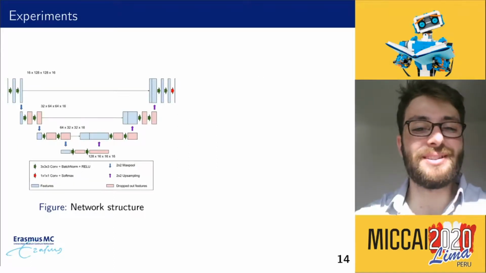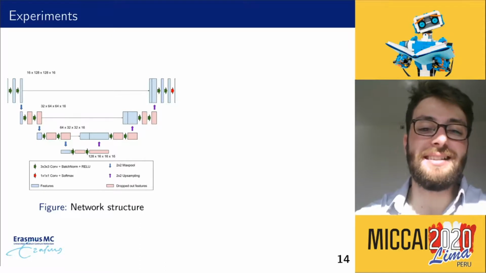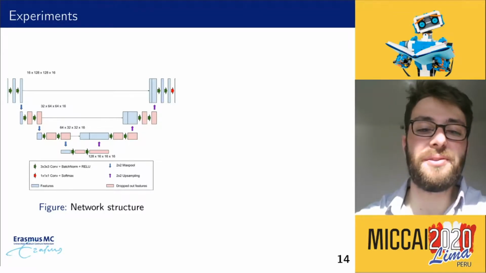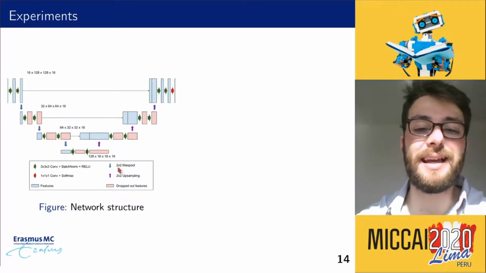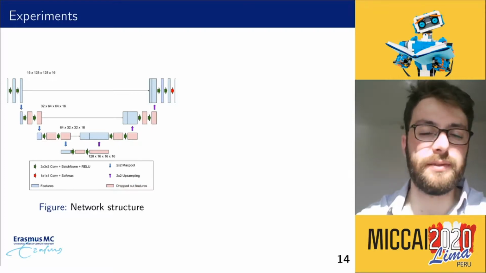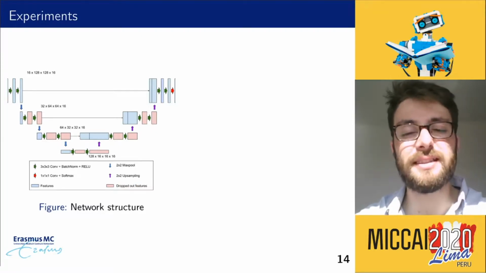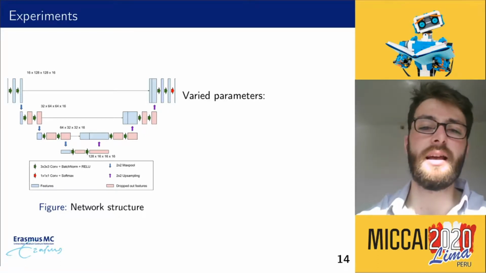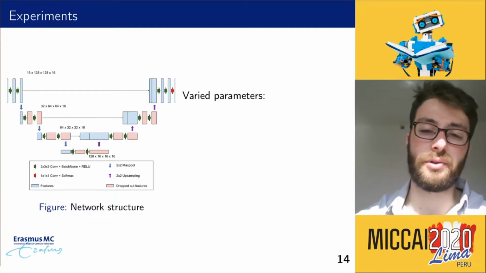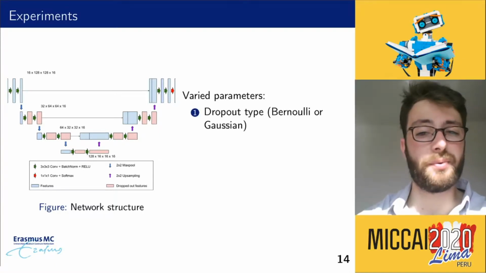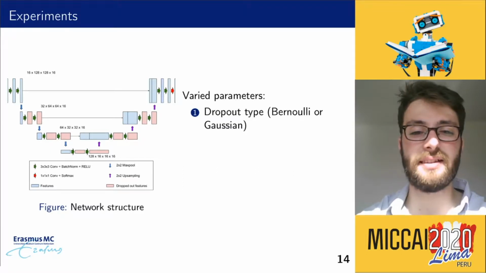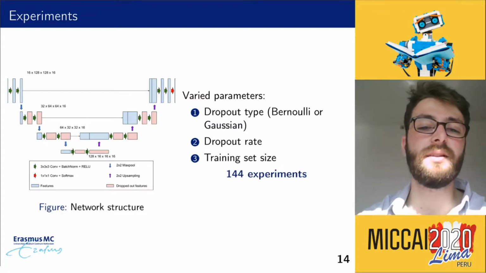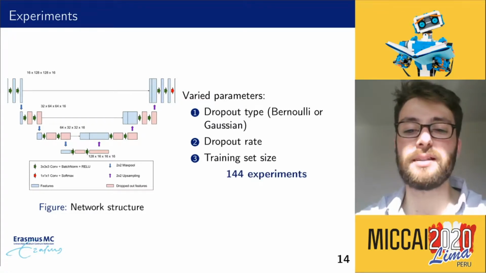The network used in our experiment is a 3D U-Net. However, there is a slight alteration of the 3D U-Net here: max pooling and upsampling are just 2D. This is due to the fact that the resolution on the Z-axis is way lower than the resolution on the X and Y axes. We varied 3 parameters on these networks. First, the dropout type, either Bernoulli or Gaussian, as we discussed in the method section. Second, the dropout rate. And third, the training set size. This results in 144 experiments.